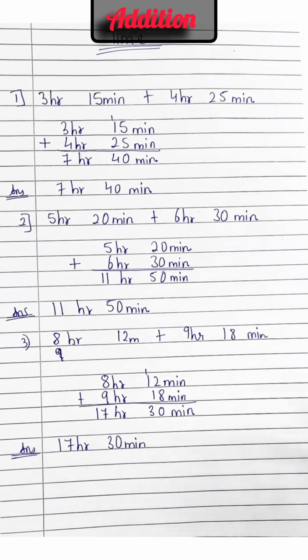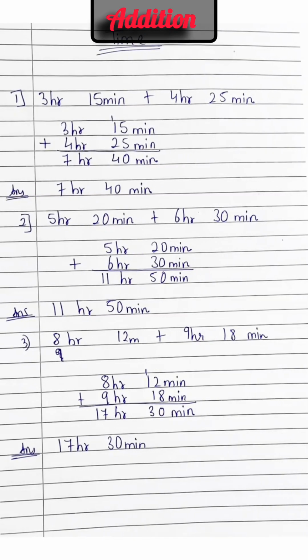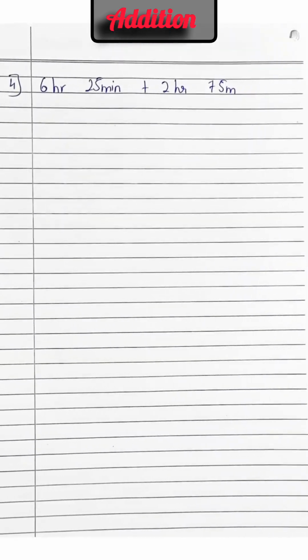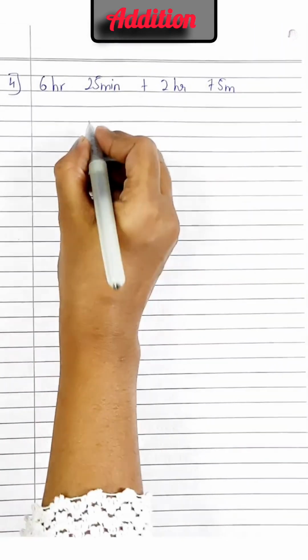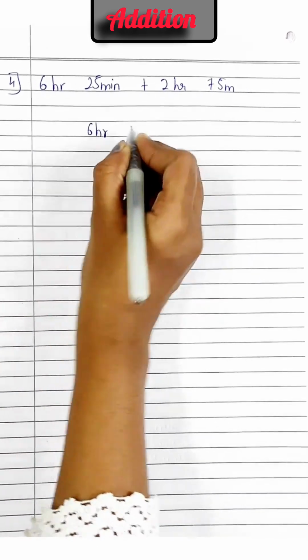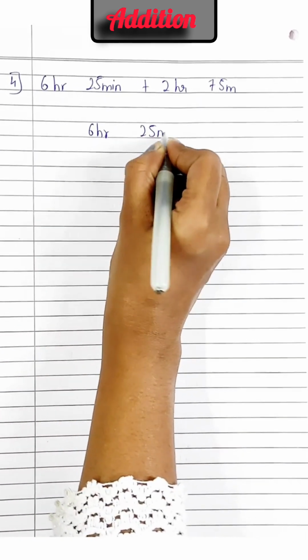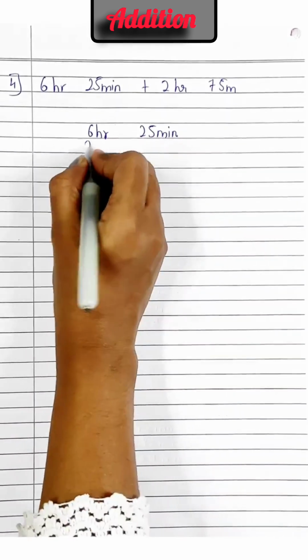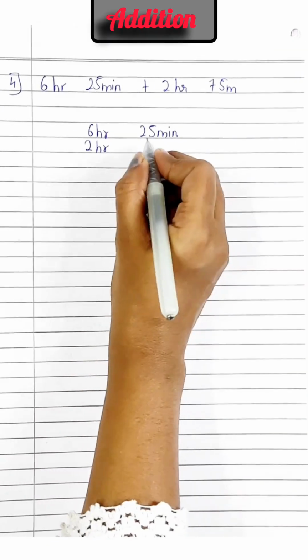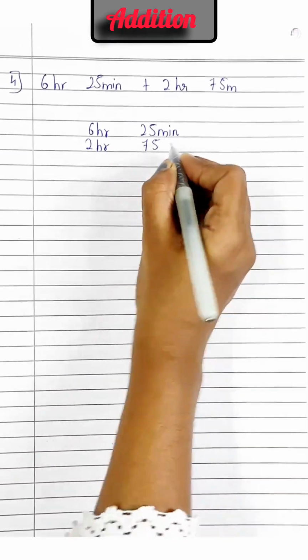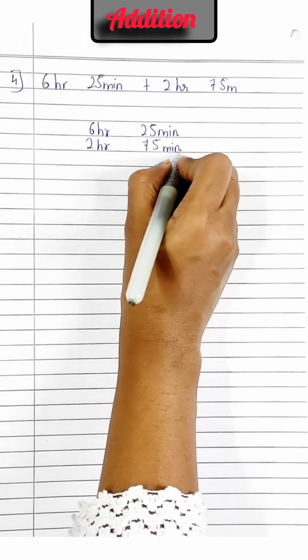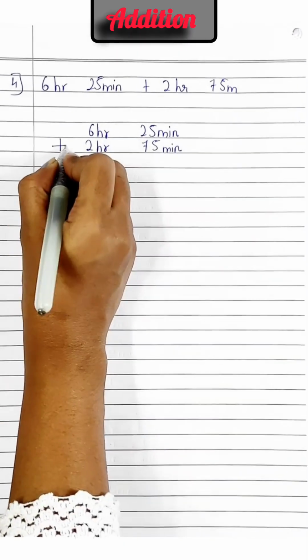So what we have done just now is addition of hours and minutes. Now let us move to our next sum. So this is our fourth sum. Again we will write hours under hours and minutes under minutes. The sum is about addition.